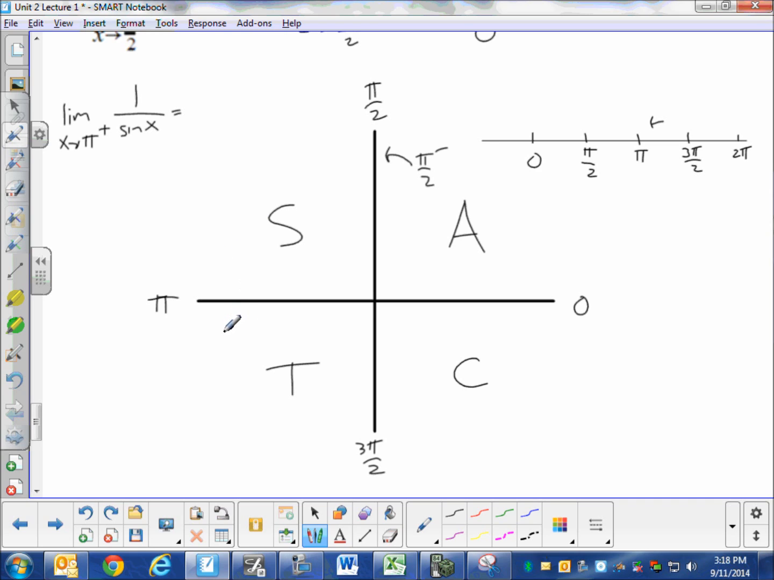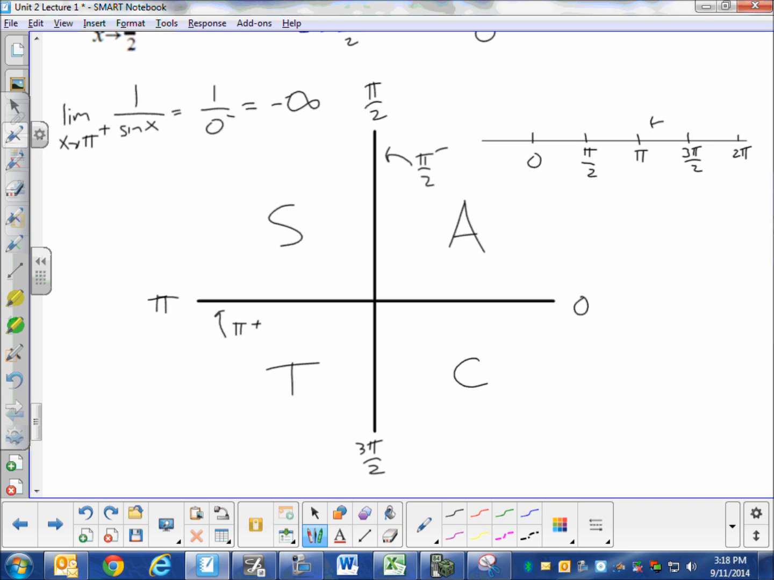Negative infinity is correct. This right here is pi from the right. Coming from 3 pi over 2 to pi, this is pi from the right. So I know that the sine of pi is 0, but it will be negative values because the sine in the third quadrant is negative, so it would be approaching 0 from the left, making this negative infinity.